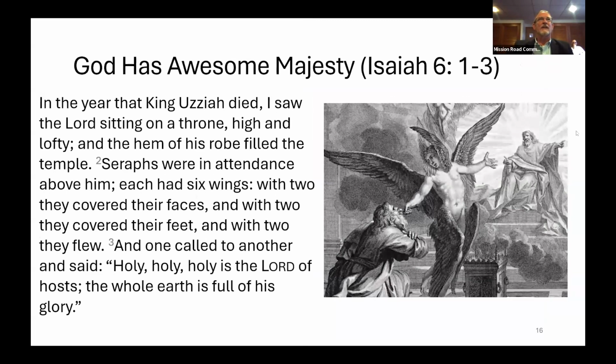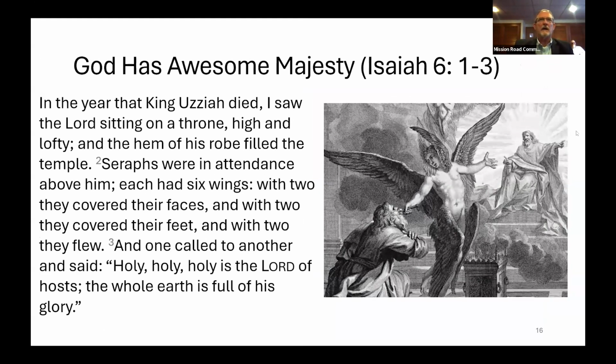All right. God has awesome majesty. This is from Isaiah. "In the year that King Uzziah died, I saw the Lord sitting on the throne, high and lofty, and the hem of his robe filled the temple. The seraphs were in attendance above him, and each had six wings, which would not be dynamic, but with two they covered their faces, with two they covered their feet, and with two they flew around. And one called to another and said, 'Holy, holy, holy is the Lord of hosts. The whole earth is full of his glory.'"